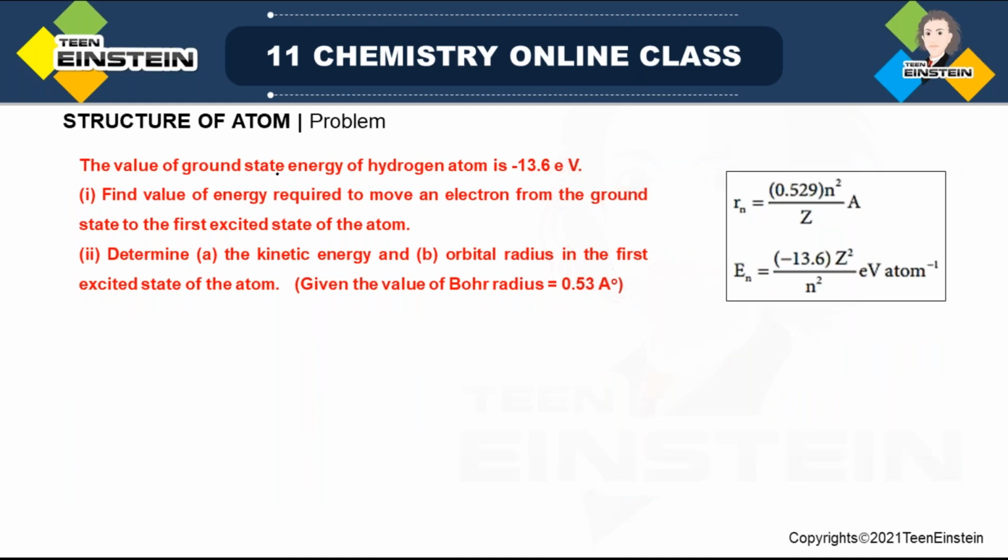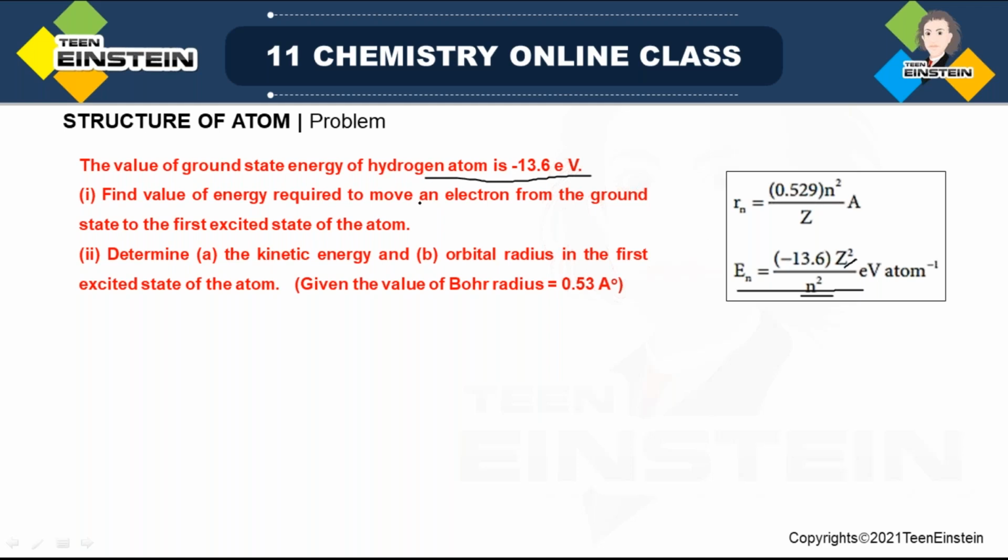The value of ground state energy of hydrogen atom is minus 13.6. Because if you look at this formula for energy, ground state means n equal to 1. And for hydrogen, we already know Z is 1. So Z is 1, n is 1. So obviously, the energy for the ground state of hydrogen atom has to be equal to minus 13.6 electron volt.